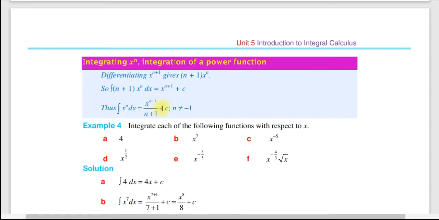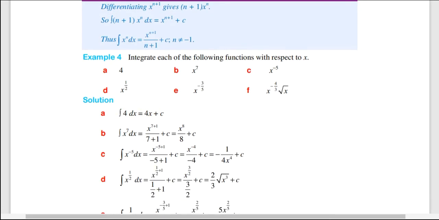ለምሳሌ integrate each of the following functions with respect to x ይለናል። For constant የተሰጠው 4፣ x to the power of 7 power function ተሰጥቶናል፣ and x to the power of minus 5 ተሰጥቷል፣ d ላይ ደግሞ x to the power of 1 over 2፣ e ላይ x to the power of minus 3 over 5፣ f ላይ ደግሞ x to the power of minus 4 over 3 times root x ተሰጥቷል። ስለዚህ እንዴት አድርገን ኢንተግሬት እናድርጋቸው?